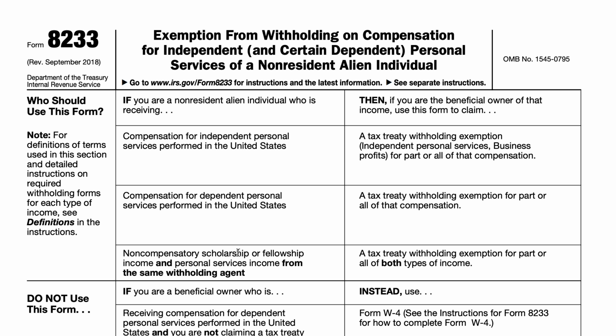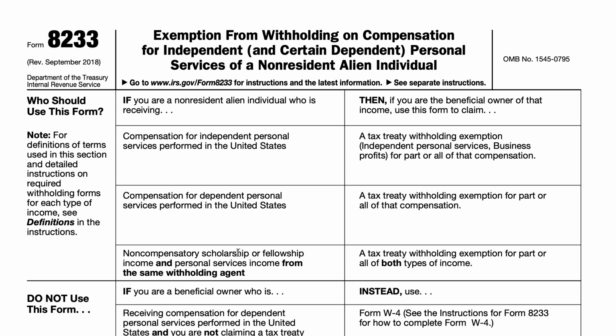So there are a couple of key terms here. First would be the beneficial owner. You'll see this term used quite often. The beneficial owner is the person that's actually receiving the income. So if you're performing services as an independent contractor, you would be the beneficial owner.